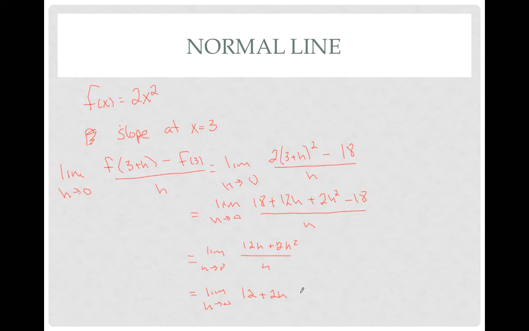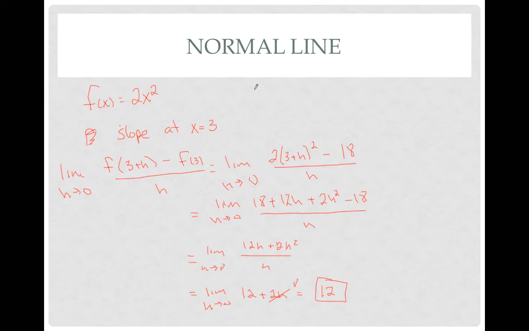And I can evaluate the limit now as h goes to 0. That thing goes to 0, and I'm left with a 12. That means the slope of the tangent line at x equals 2, or sorry, at x equals 3, is 12.